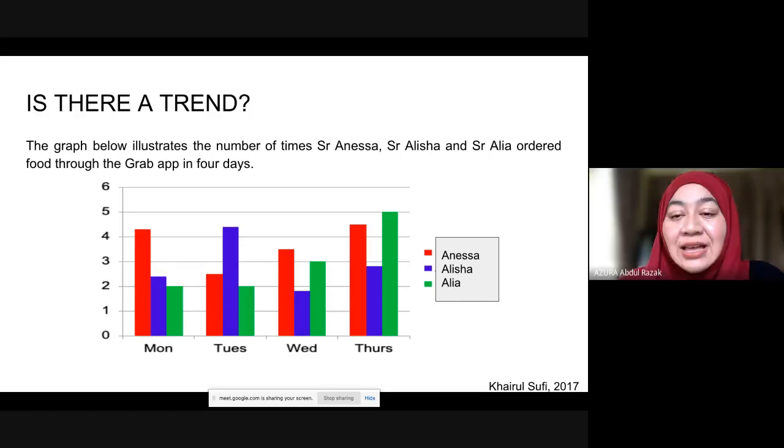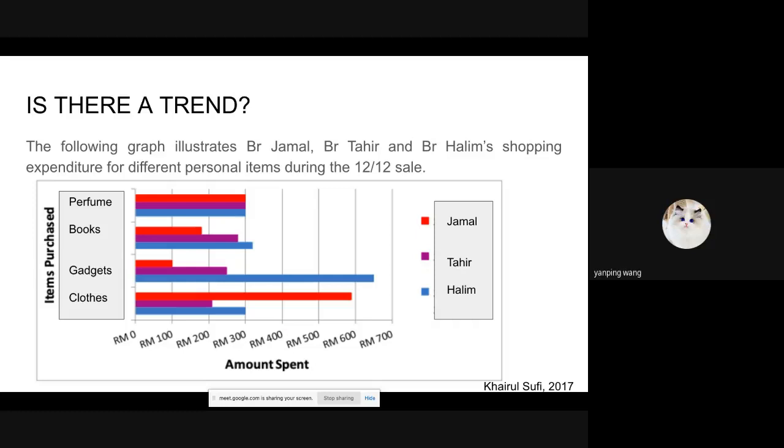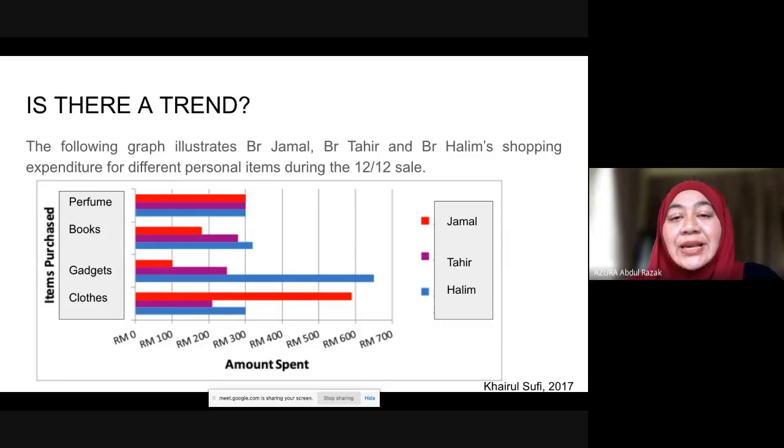Alicia is blue and Anissa is red. And this is how many times they have ordered food through Grab in 4 days, right? So you can see that there's a trend there, isn't it? Okay, how about this one here? Is there a trend here? No, because this is only set for 1 day, isn't it?